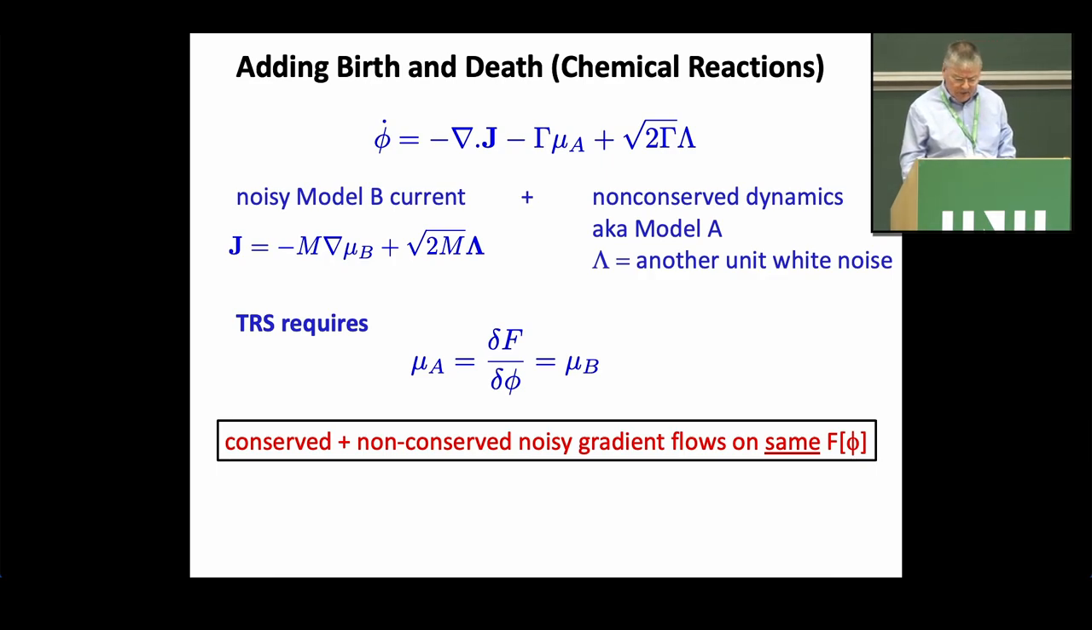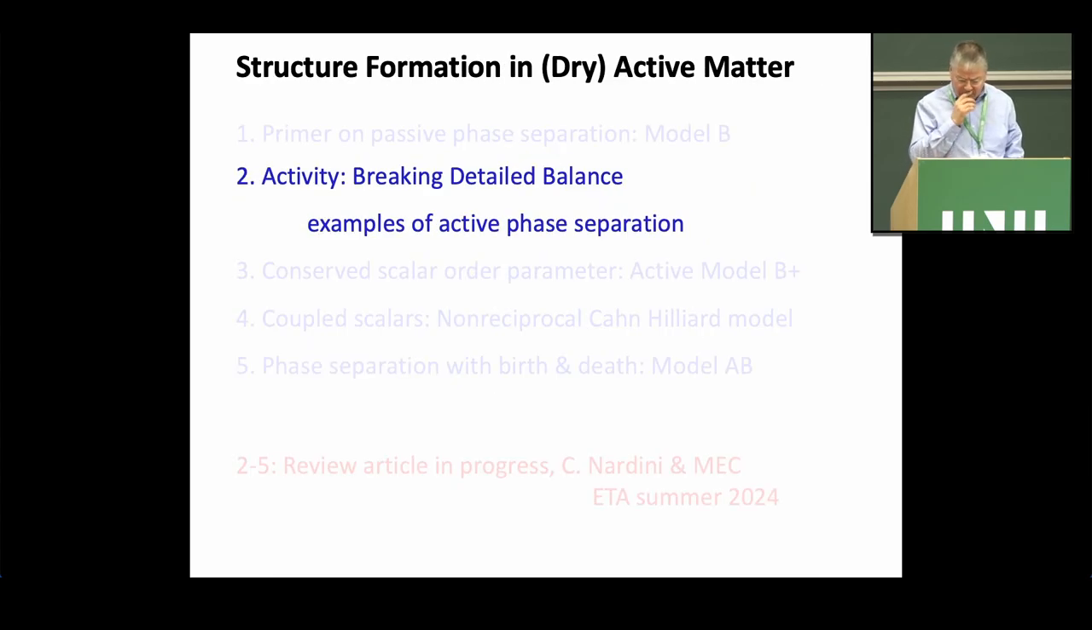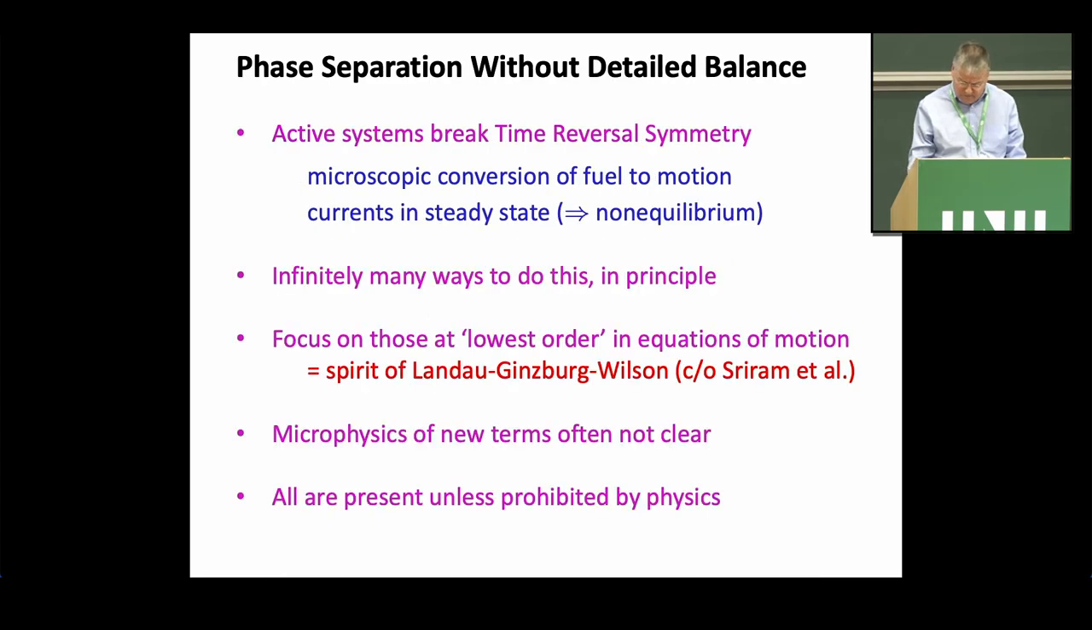Okay, so I've emphasized all of that stuff, and let me now dismantle it all again for active systems. Active phase separation, very quickly. Active systems break time reversal symmetry because they microscopically convert fuel of some sort into motion of some sort. That means that in steady state, I can have currents floating around, I can have things circulating about.